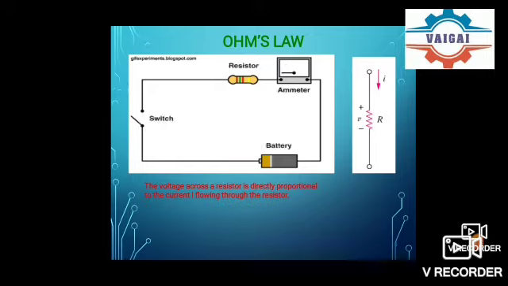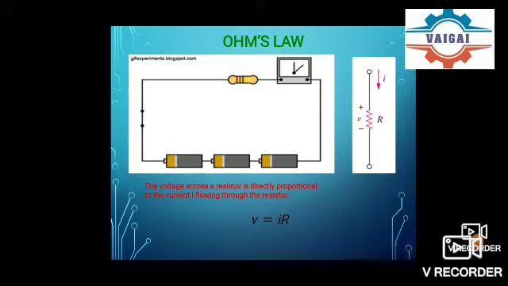According to Ohm's law, the voltage across a resistor is directly proportional to the current I flowing through the resistor. So, V equal to IR. That is, V is proportional to I. The proportionality constant is resistance. Resistance is represented by the symbol shown in the figure, which is nothing but a speed breaker symbol.